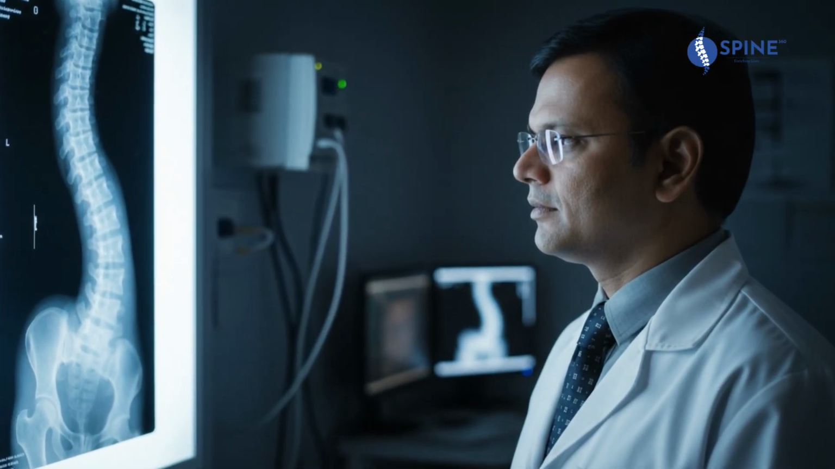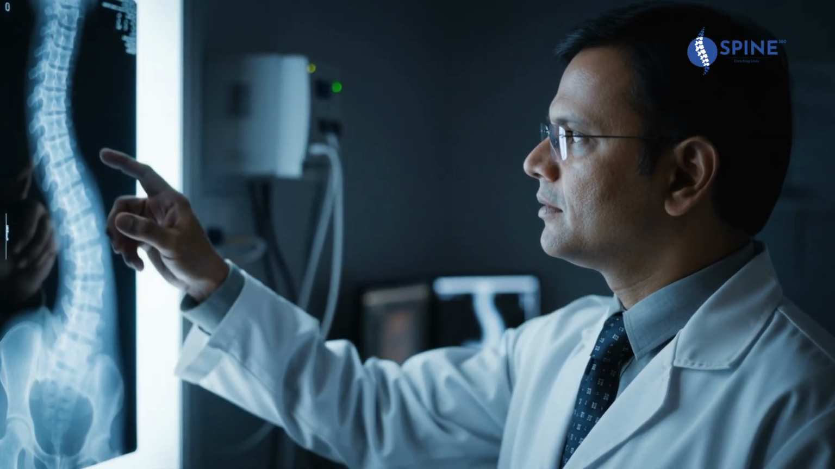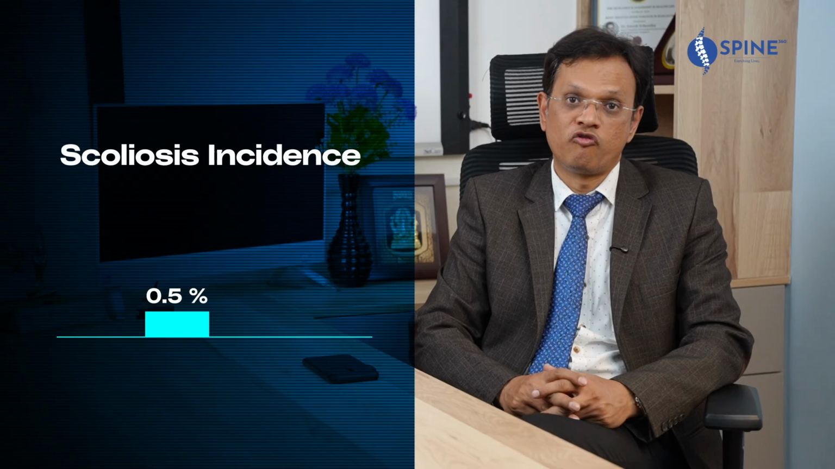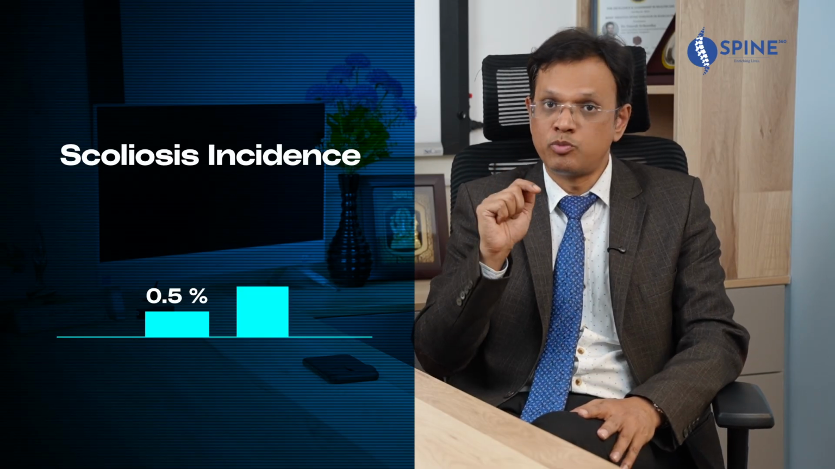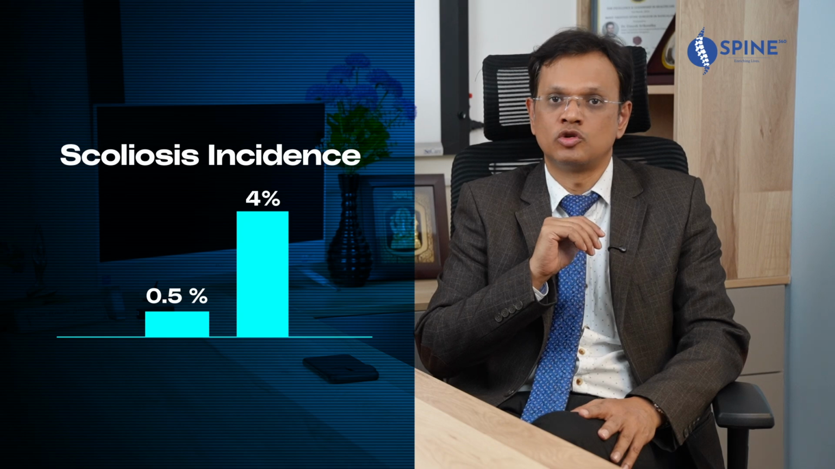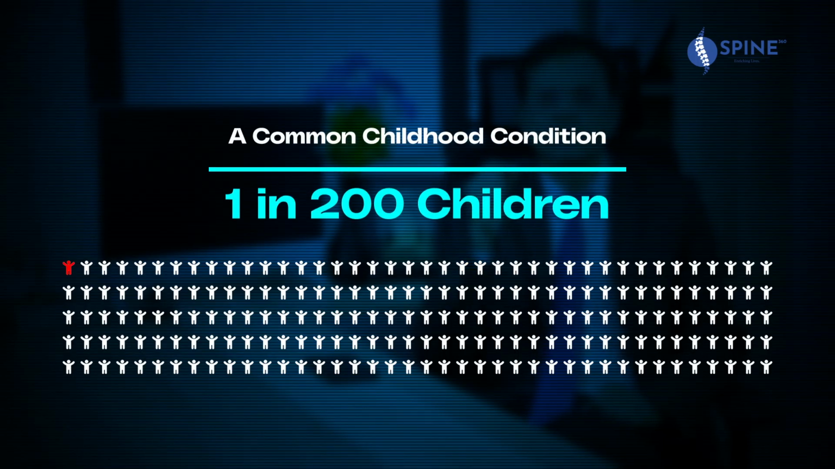Now, you might ask, why are we discussing this? Because scoliosis is not as infrequent as we think it to be. Now, incidence says that there is nearly around 0.5, in some races and some regions up to 4% incidence of scoliosis in the general population. Even in cases where it is not so prevalent, not so common, 1 in 200 children can have scoliosis.